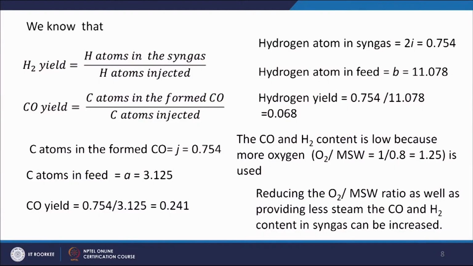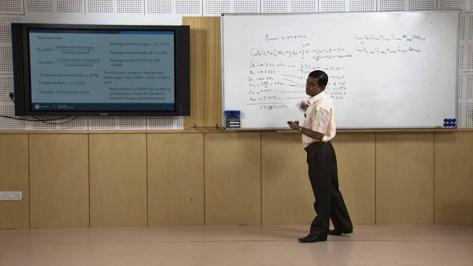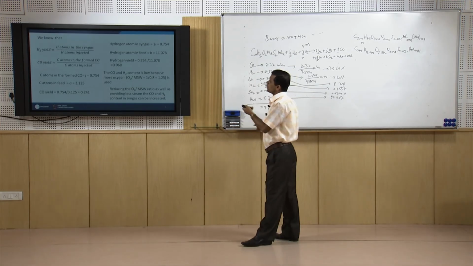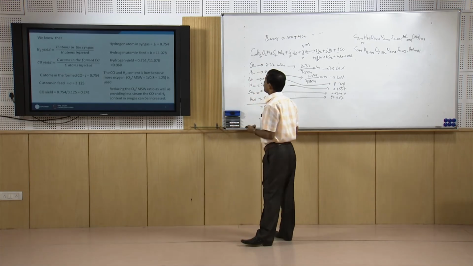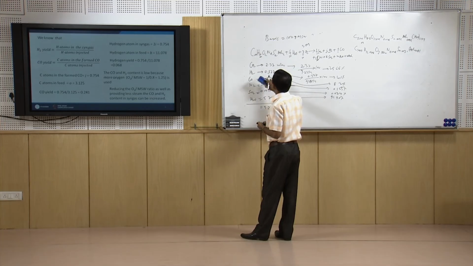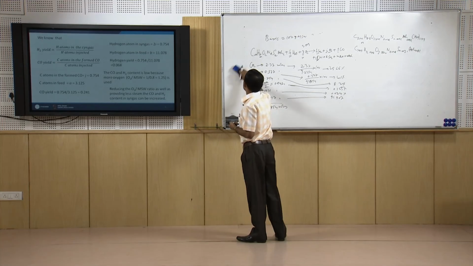So, yield of hydrogen is hydrogen atom in the syngas by hydrogen atom in the injected feed. Hydrogen atom in the syngas is equal to 2 into I, and hydrogen atom in the feed is equal to this B. So, the yield of hydrogen is equal to 0.754 divided by 11.078. So, it is coming 0.068.